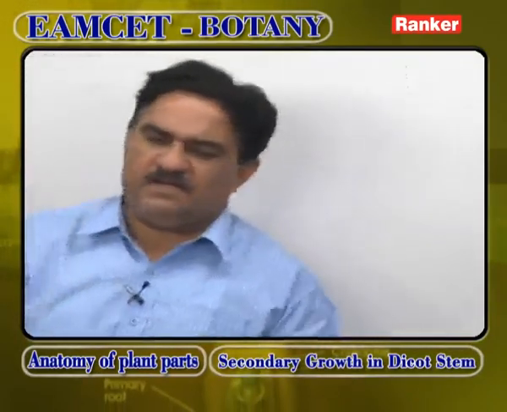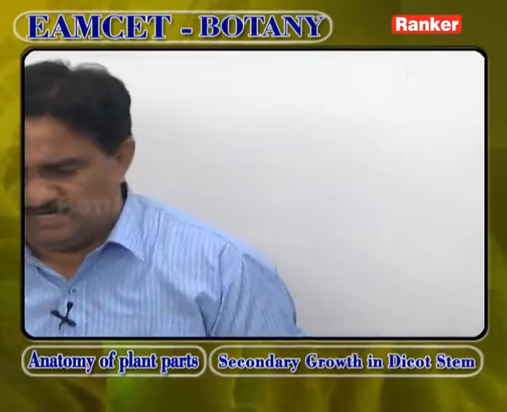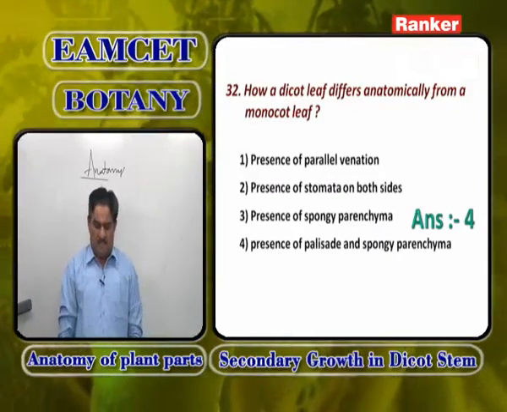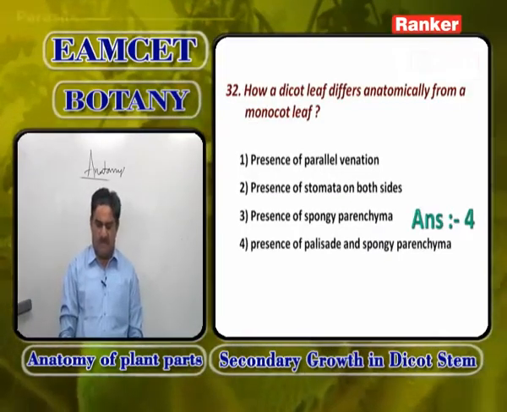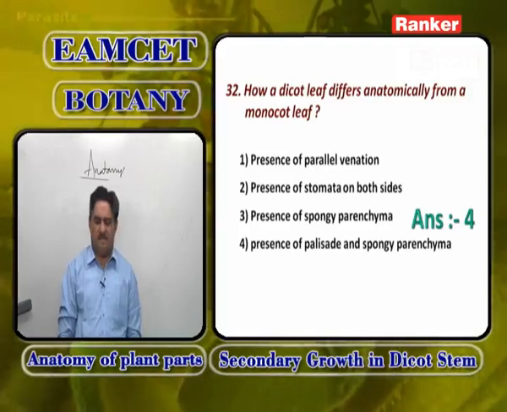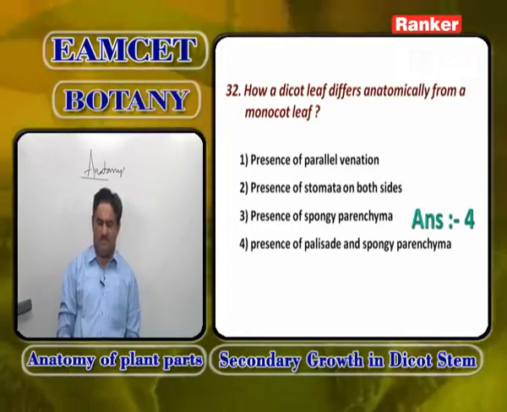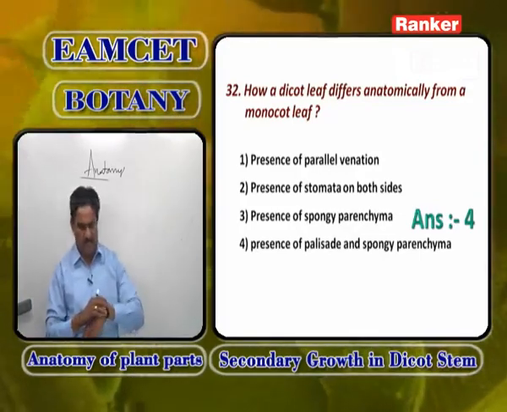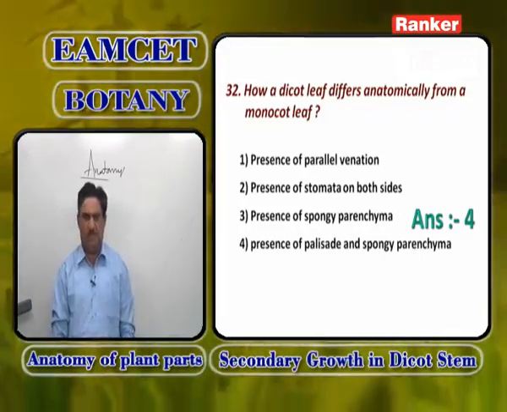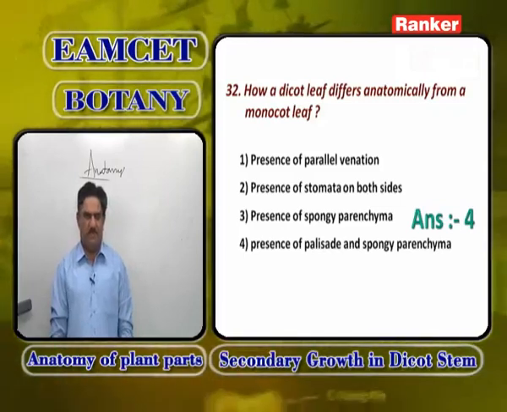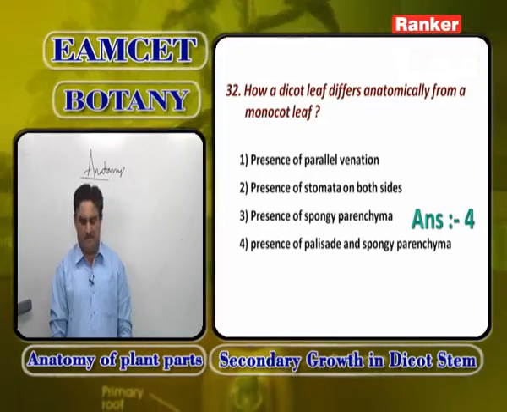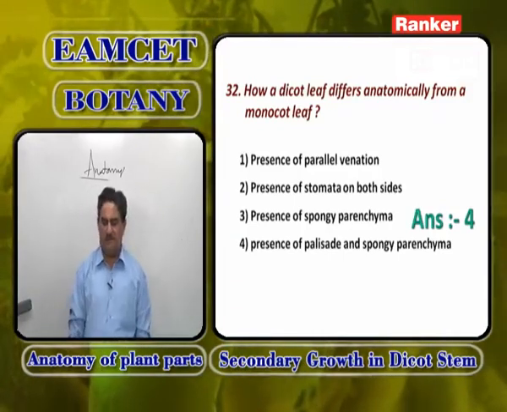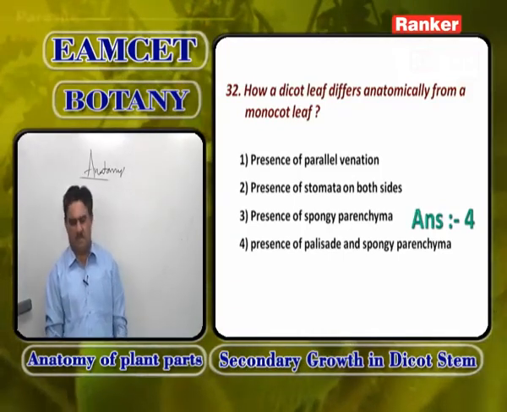So, how a dicot leaf differs anatomically from a monocot leaf is not by the presence of parallel venation, not by the presence of stomata on both sides, not by the presence of only spongy parenchyma, but only by the presence of palisade and spongy parenchyma. Palisade tissue are long columnar cells present towards the upper epidermis. Spongy is loosely arranged cells on the lower epidermis. So, by the presence of palisade and spongy parenchyma, a dicot leaf differs anatomically from a monocot leaf.